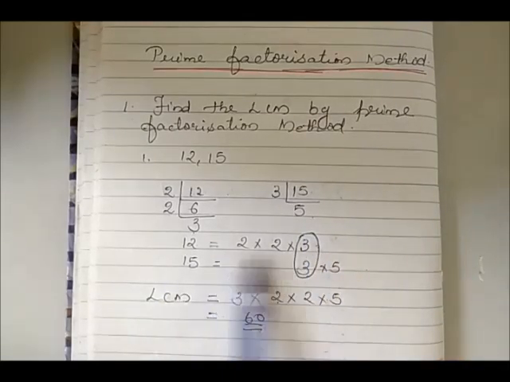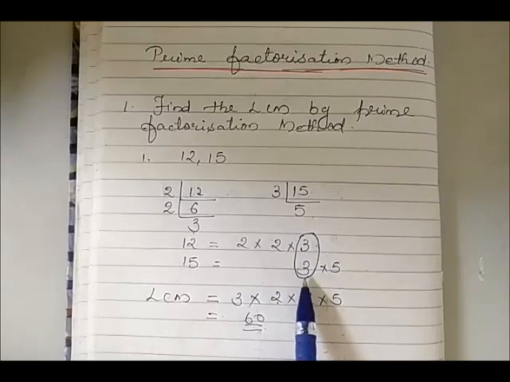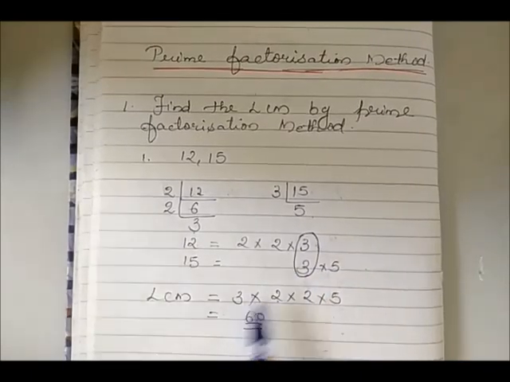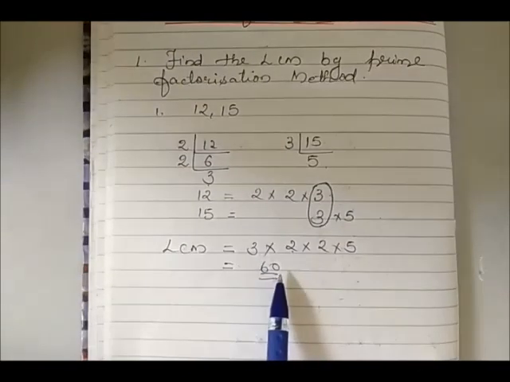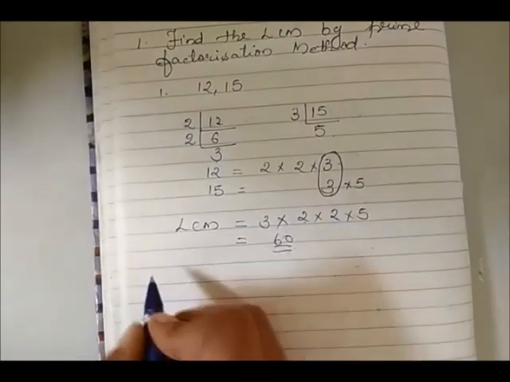Now take it like this. You see that a number is repeating in both, so 3 is repeating, so we will take only one 3. Then whatever is left, that also you have to write. Now the product is 60. Clear? Now we will do the next question.